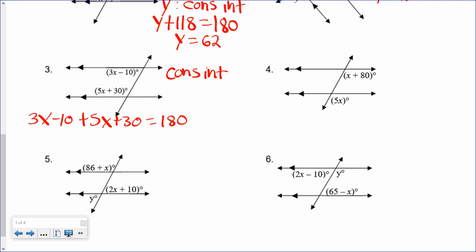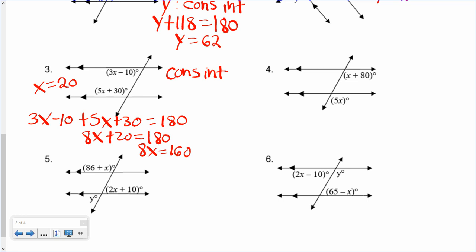Now what? Now algebra. 3x plus 5x, so you get 8x, plus 40 equals 180. Alright, so algebra gets you what? Divided by 8, x equals 20. So again, the process is figure out what the relationship is, remember whether they're congruent or supplementary, write an equation, and solve. Okay?